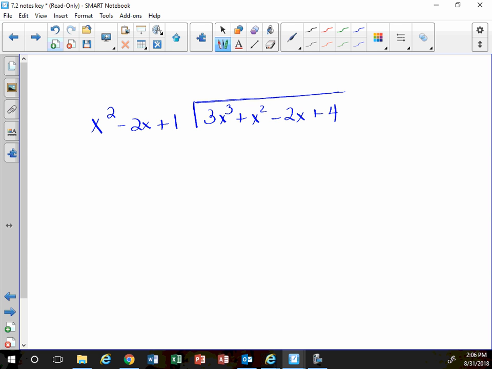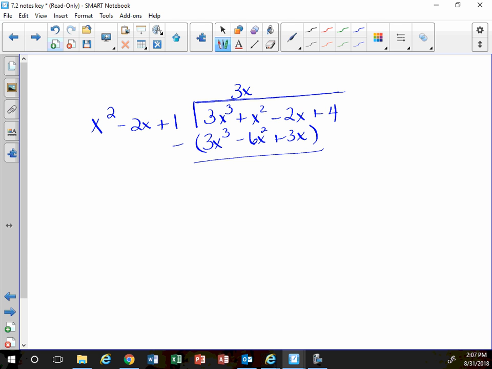All right, guys, let's go through it. A lot of you are there. All right, so first thing, what do I need to turn x squared into 3x cubed? 3x, yes. All right, so I'm going to get 3x cubed minus 6x squared plus 3x.